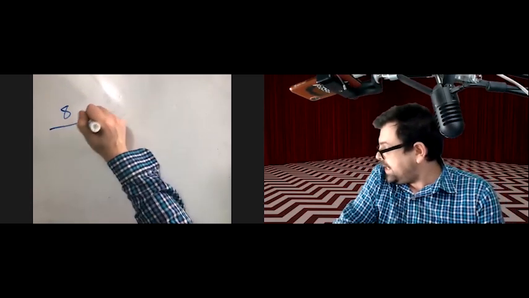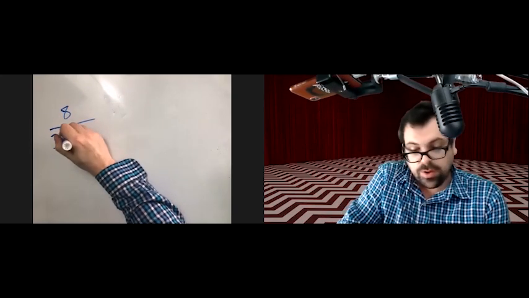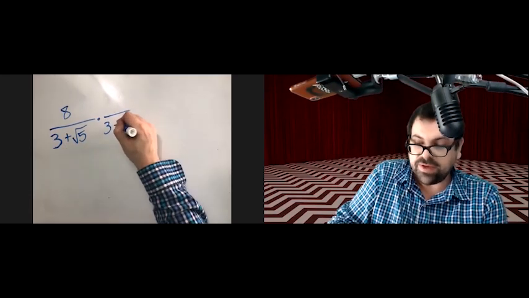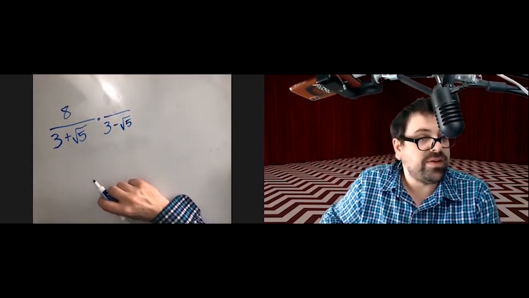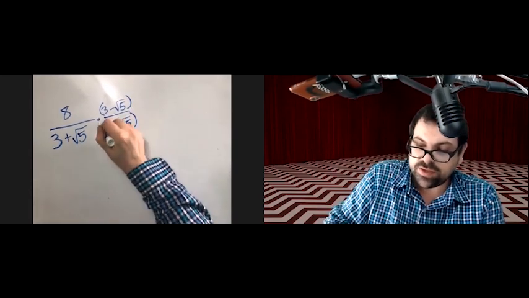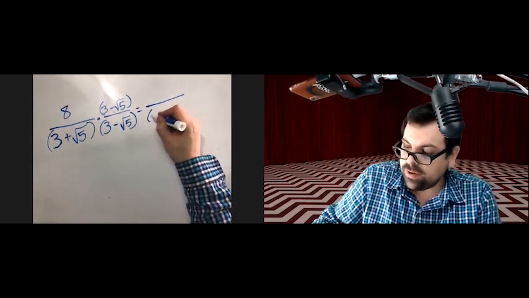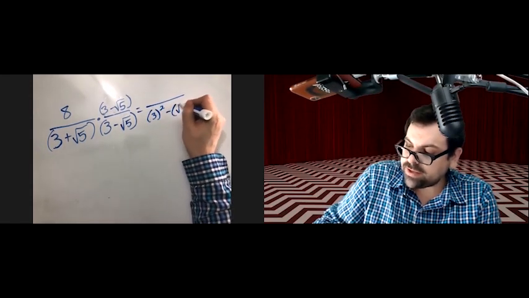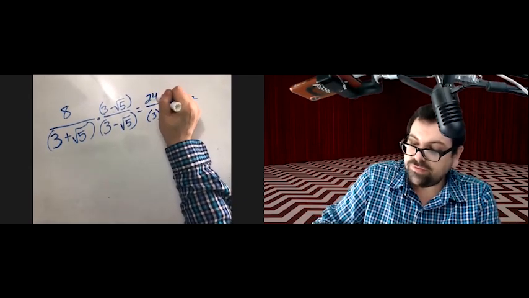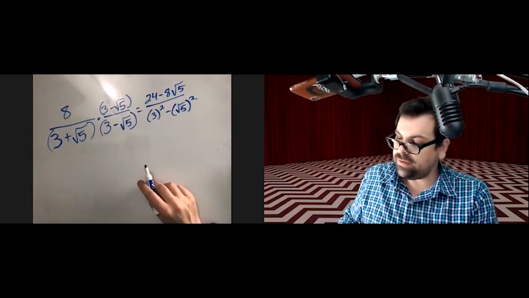Let's rationalize 8 over 3 plus radical 5. Well, 3 plus radical 5 means 3 minus radical 5 is what gets rid of it. Over itself, distribute on top, FOIL or difference of squares on the bottom. 3 squared minus radical 5 squared. On top, 24 minus 8 radical 5, distributing that 8.